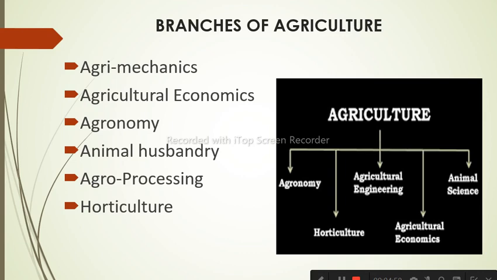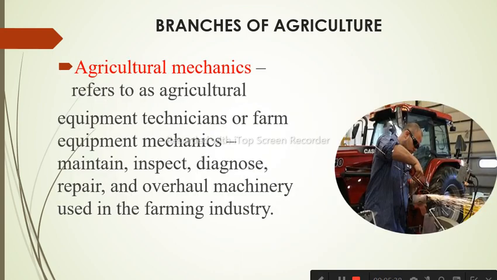Now we want to look at the branches of agriculture. So previously we had 5 branches, but one is added, which is agro-processing, so now we have 6 branches of agriculture. We also have sub-branches that will come under these. So agri-mechanics, agricultural economics, agronomy, animal husbandry, or we call it animal science, agro-processing, and horticulture. Agricultural mechanics can also be referred to as agricultural engineering. Let us look at each of these separately.